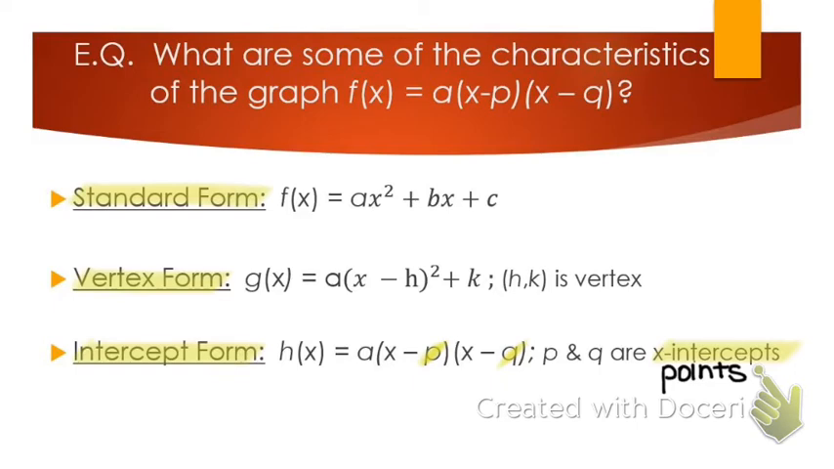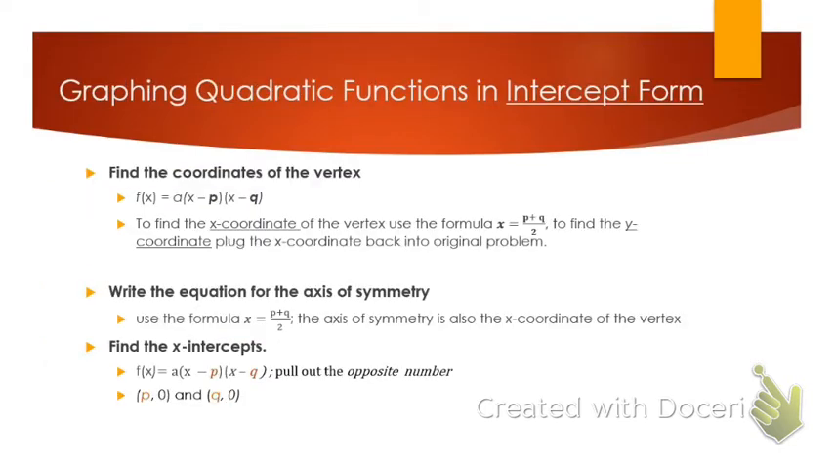Now, let's look at how we graph a quadratic function using this form. Keeping in mind that we usually will use Desmos, but what if Desmos is not available? Or what if we're just asked to identify the vertex and the axis of symmetry and the intercepts and we don't need Desmos? We're not actually going to graph anything.